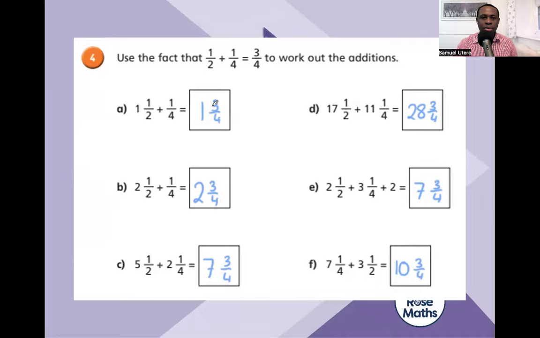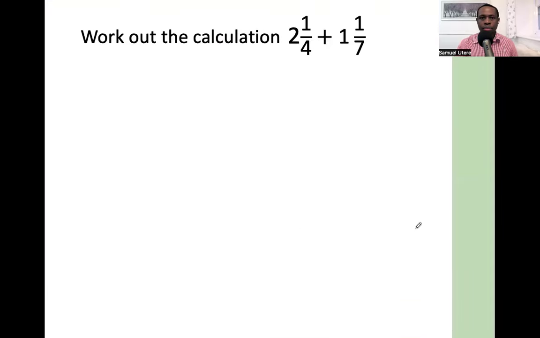You have the whole and you have the 3/4. You have 2, you have 3/4. You have 7, you add the whole number, and you have 3/4. Here, you can simply add the whole numbers, which would be 28, and you have 3/4. That would be 5, and then plus the 2, which is 7, and then 3/4. Here, the whole 7 add 3 is 10, plus 3/4.